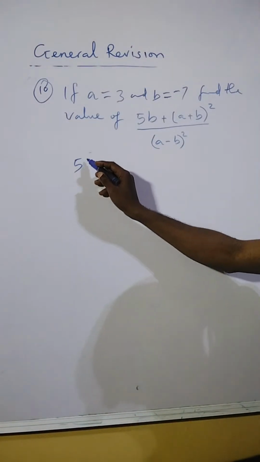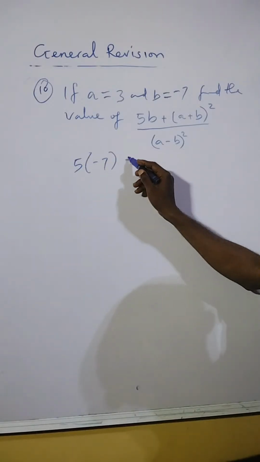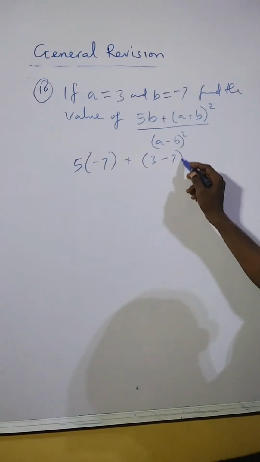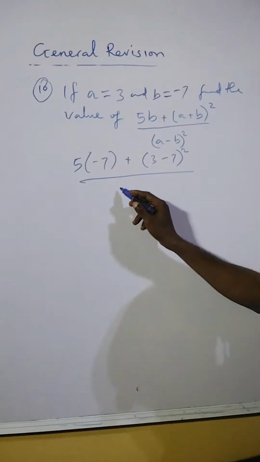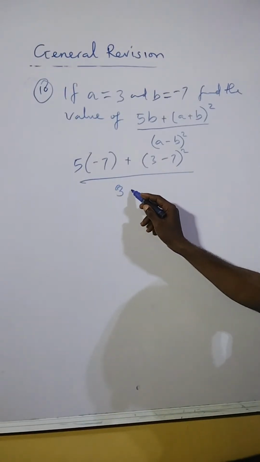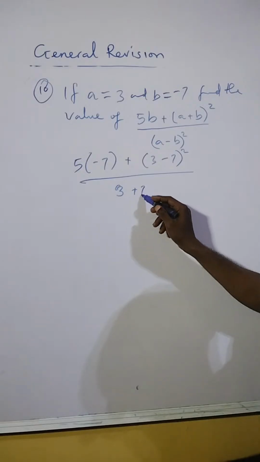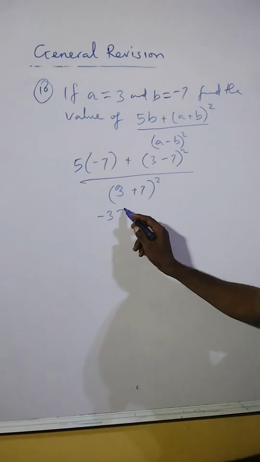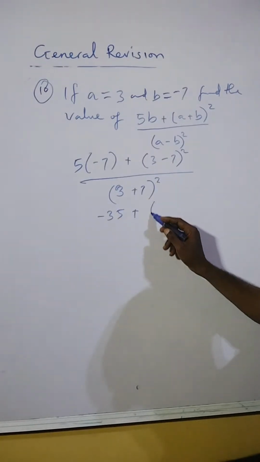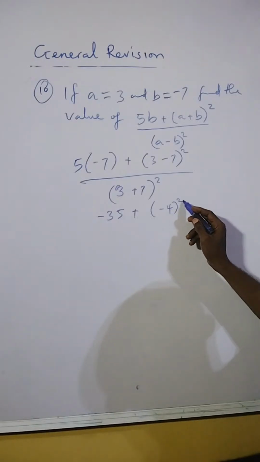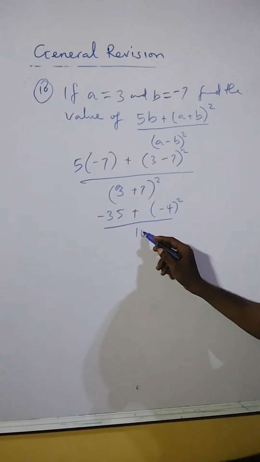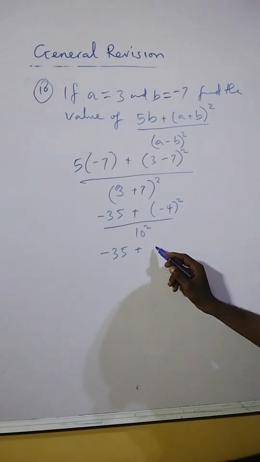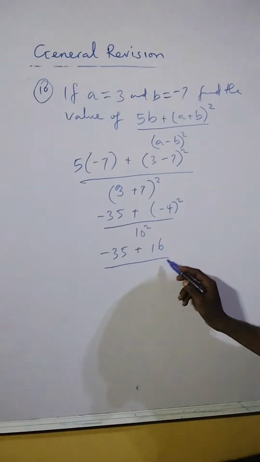We have 5b, that's 5 times minus 7, plus, here we have into bracket 3 minus 7 squared, over a minus b, that's 3 minus minus 7, that's plus 7 now, all squared. So 5 times minus 7, that's minus 35 plus, this is becoming minus 4 squared over here, 10 squared. And we have minus 35 plus minus 4 squared, that's 16, then over 100.